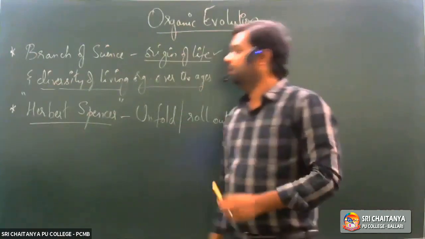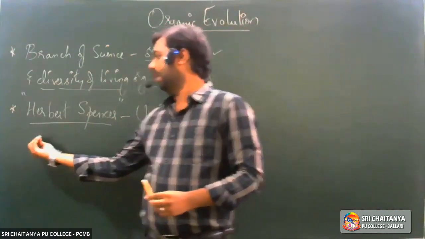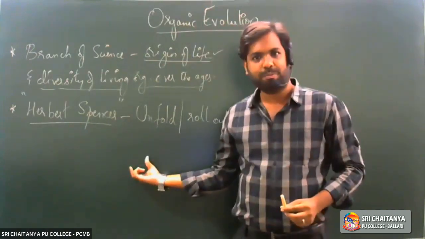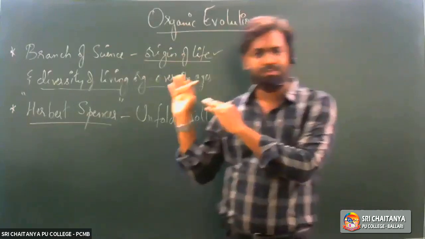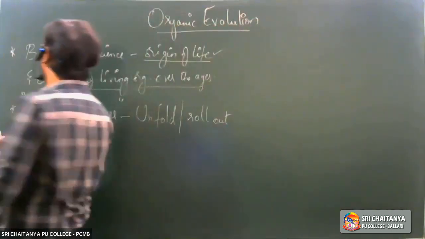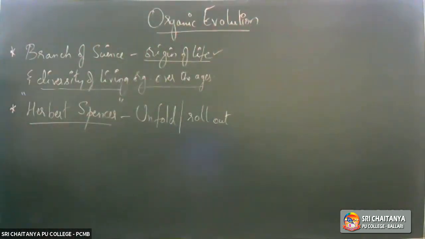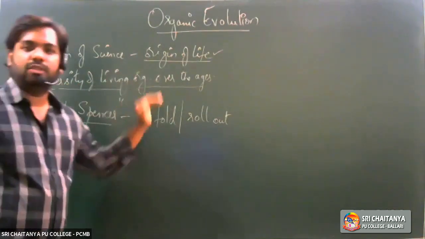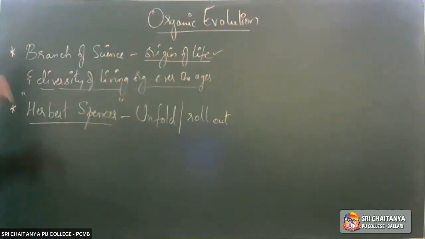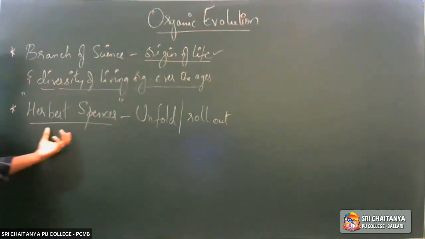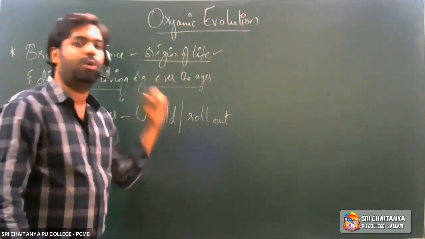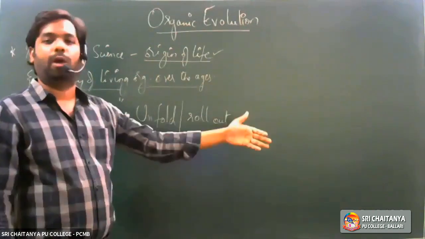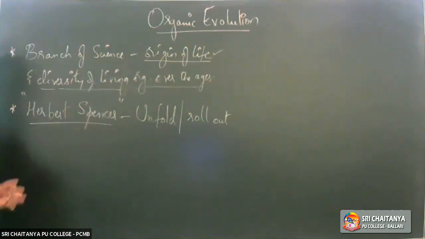And this term was coined by a scientist by the name Herbert Spencer, right? So this is a brief introduction to evolution. What is evolution all about? It is a branch of science that deals with the origin of life and the diversity of living organisms over the ages. The term organic evolution was coined by Herbert Spencer, and it means to unfold, to unravel, or to roll out. So this is what evolution is all about.